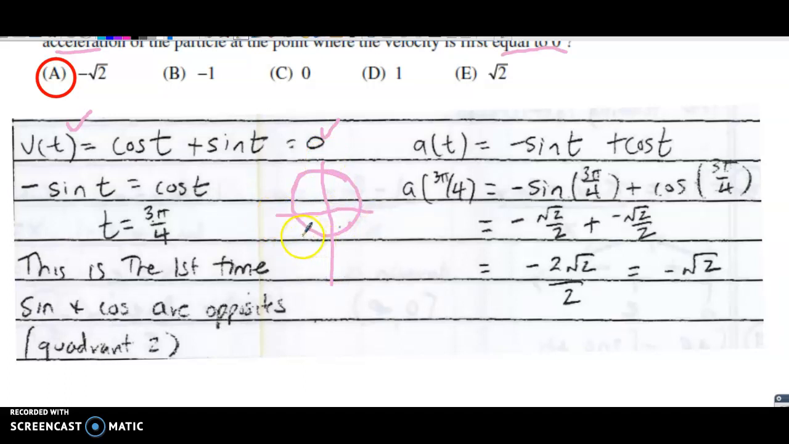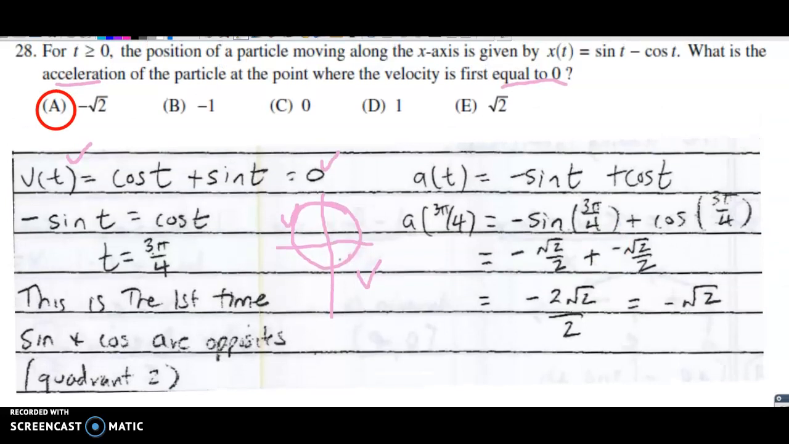they're opposites of each other in the second quadrant and in the fourth quadrant, but it says up here first equal 0. So the first time we get 0 would be in the second quadrant, which would give us 3 pi over 4. And then I'm going to find the acceleration by finding the derivative again of the velocity function and substituting 3 pi over 4. So you have to know your trig values and be careful there.